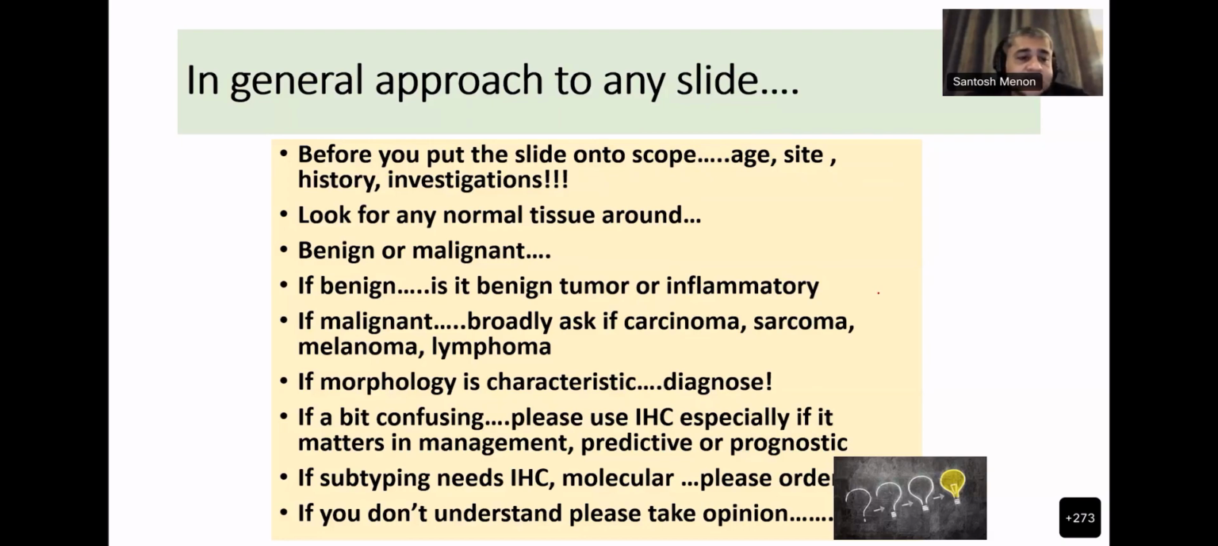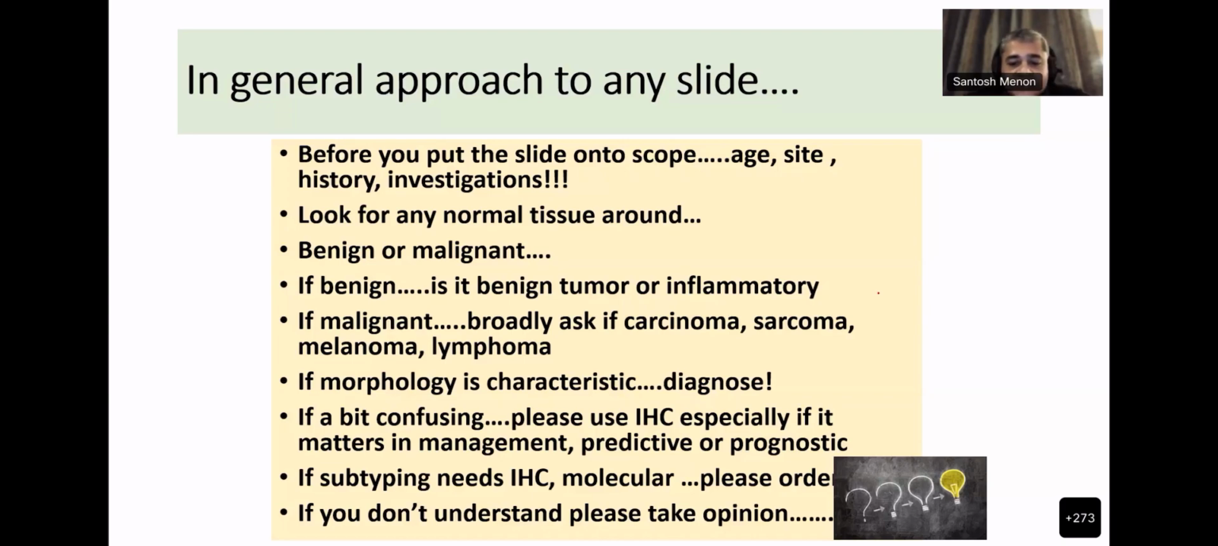We have to decide whether what we are seeing is a benign or malignant tumor. If it is a benign looking lesion, is it a benign tumor or inflammatory? If it is malignant, we have to ask questions: is it a carcinoma, sarcoma, melanoma, lymphoma? And when it comes to the ovary, there are other things like sex cord tumor. Those questions should come to your mind. Is it a germ cell tumor? Once you decide that this is malignant looking, these are the questions which come to your mind.